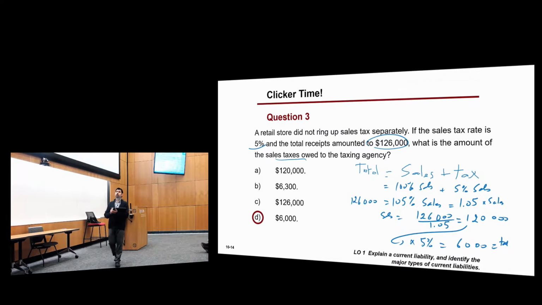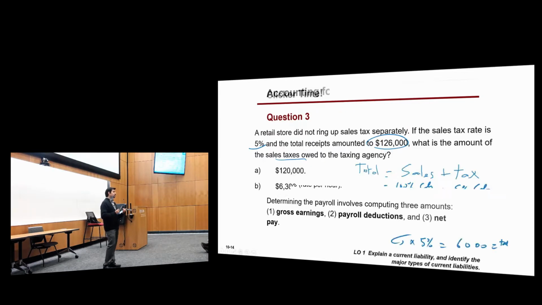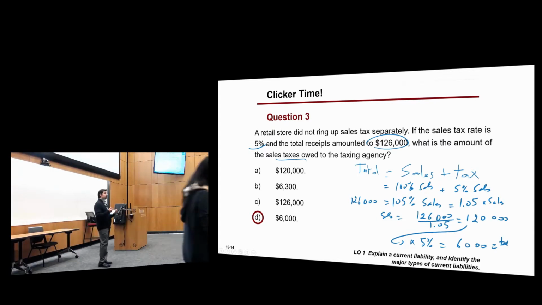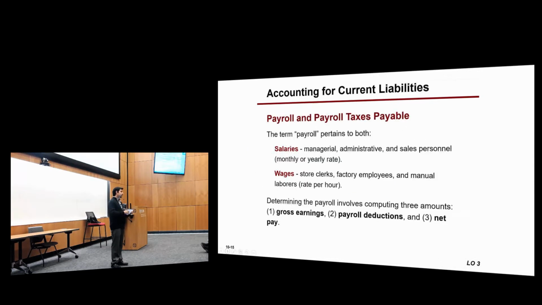Okay. So in this case, I believe many of you just multiplied 5% by the total. You have to be careful about this. When they tell you that this is the total, tax is already included in it. So you do not apply the tax rate to that total amount. You always apply the tax rate to the sales itself, not to the total. Okay? Any questions?